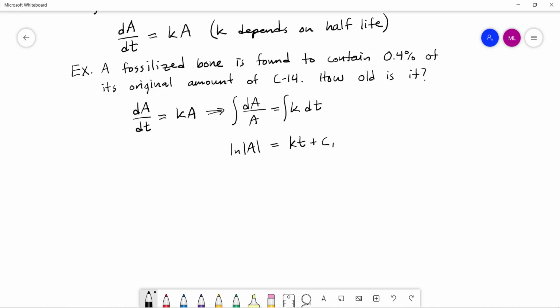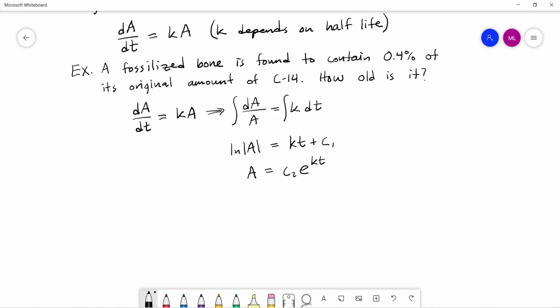Exponentiate both sides, make the argument about the absolute value not needing to be there, and we will wind up with, after it's all said and done, and if you want to go see the details, just go back and look at that one, some new constant times e to the kt. Okay.